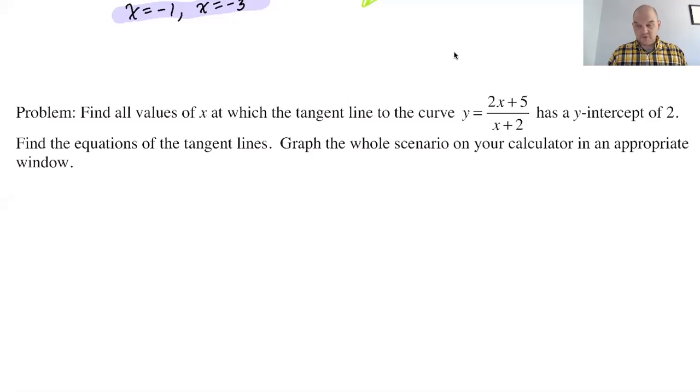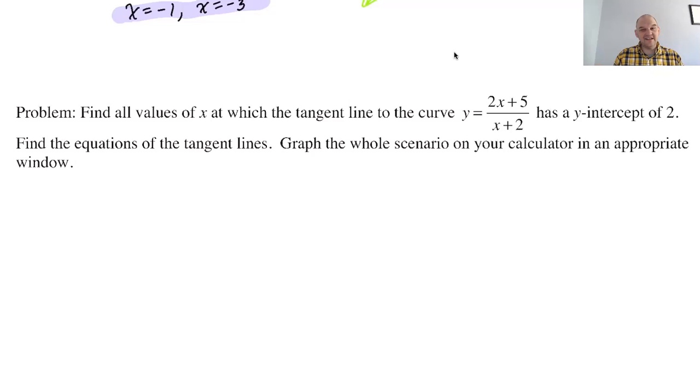So what do we know? We know that it's going to be tangent to y equals (2x plus 5) over (x plus 2). We know it's going to have a y-intercept of 2. Let's think about tangent lines. A tangent line has the same slope as the curve at the point of tangency. So that's something we can use. One way of writing the slope of the tangent line would be to just find dy/dx or y prime, the derivative of that function.